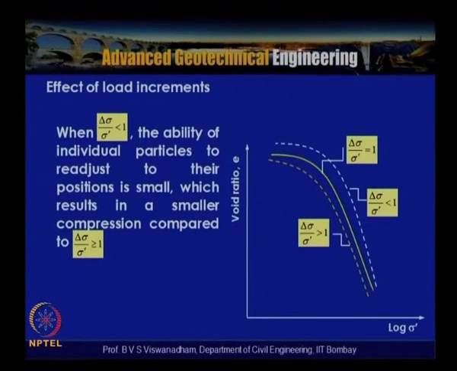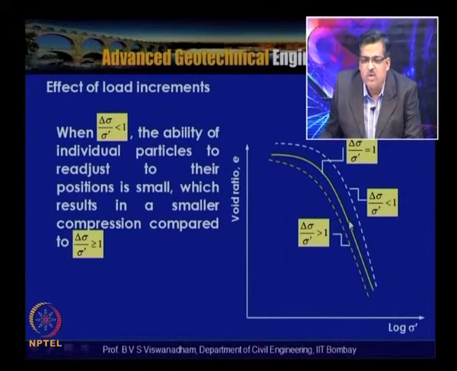Now, when delta sigma by sigma dash is less than 1, void ratio and log sigma dash are plotted here. This is the standard e-log p curve for delta sigma by sigma dash equal to 1. If it is less than 1, it will be right above the conventional oedometer test result. If it is greater than 1, it is somewhere here. For a given load, when delta sigma by sigma dash is greater than 1, the void ratio decrease is high, but when it is less than 1, the percentage decrease in void ratio is low compared with these two.